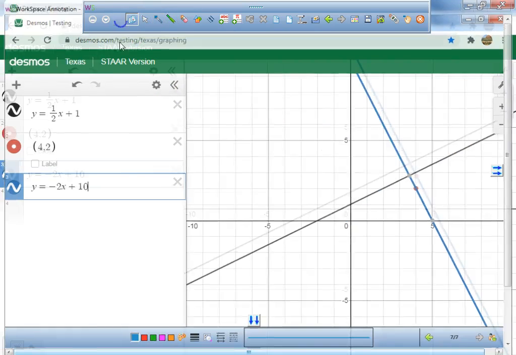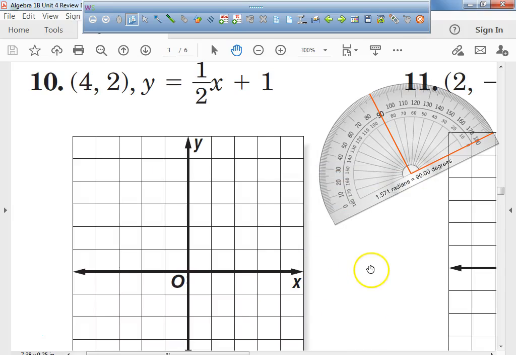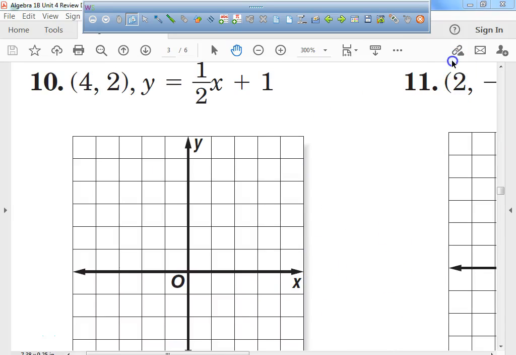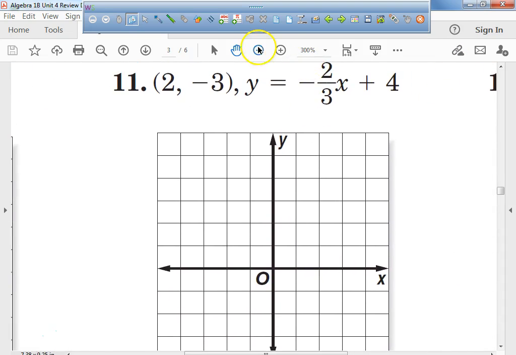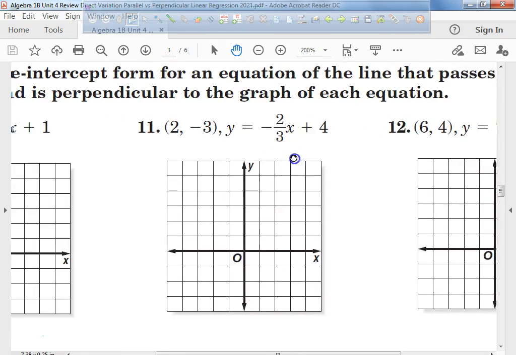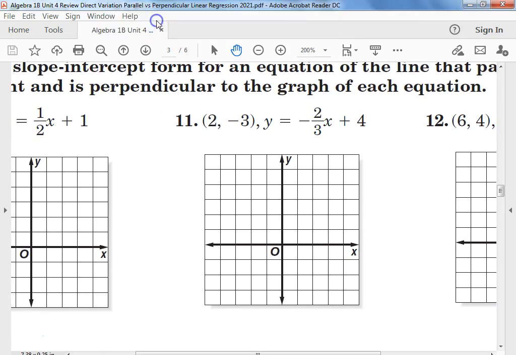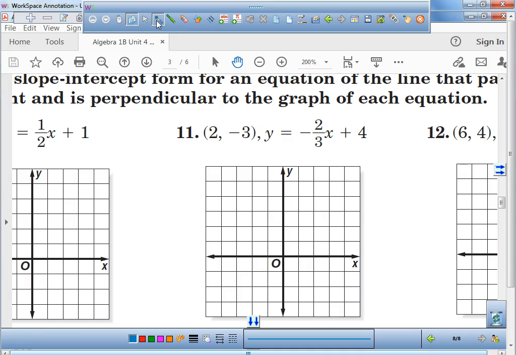All right, all we've got is one more to do, everybody. So right now, I'm going to zoom out just a little bit. Here's what I'd like you to do. We're doing one more right now.